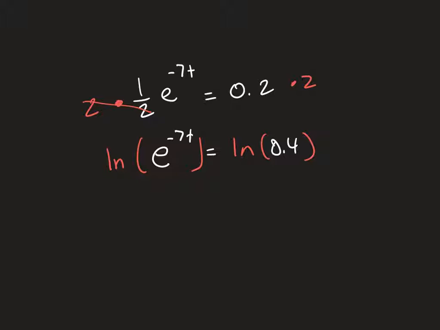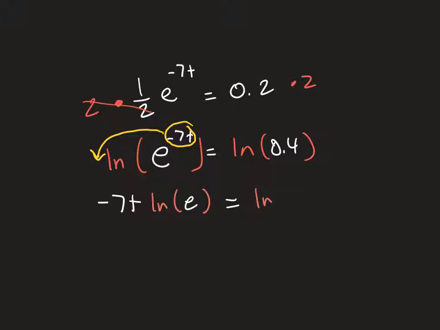Okay, at this point, a couple things can happen. Let me just use the properties of logarithms. When you do the logarithm on a power, you can use the properties of logarithms to bring that exponent out in front and make it into a product. So this turns into negative 7t times the natural log of e equals the natural log of 0.4.